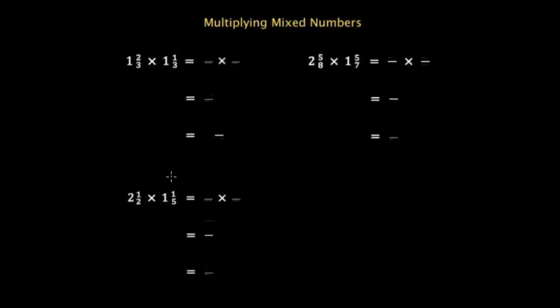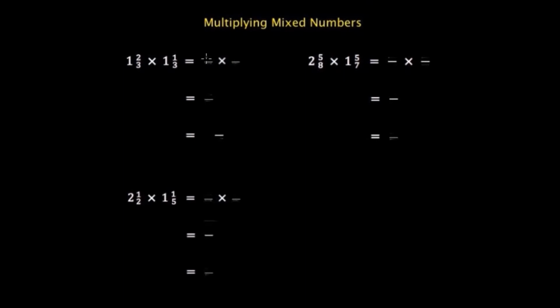Multiplying mixed numbers is a little bit more difficult than multiplying fractions, but the end result works out to be the same. The only difference is we need an initial step where we change the mixed number into a fraction, which we will call an improper fraction because the top number is indeed larger than the bottom number.